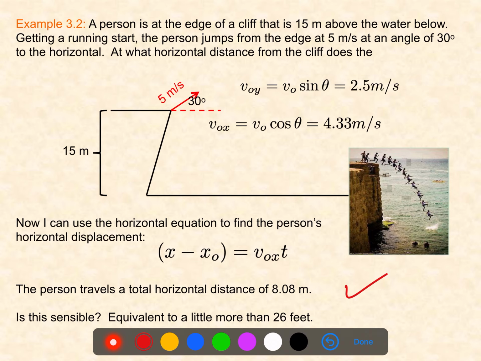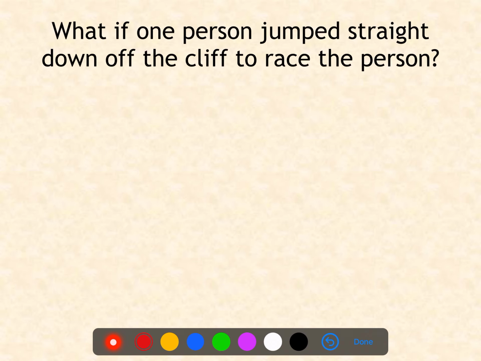Okay, so the last question I'll leave you with in today's lecture is to think about what would happen if the person had jumped straight down versus someone who jumped as this person did with some initial horizontal velocity. If they were going straight horizontal or straight down, what would be the difference in who would hit the bottom first? Okay, think about that, and we will discuss it next time.